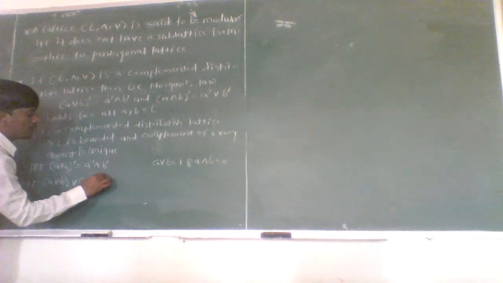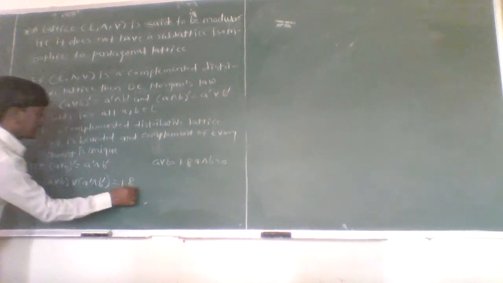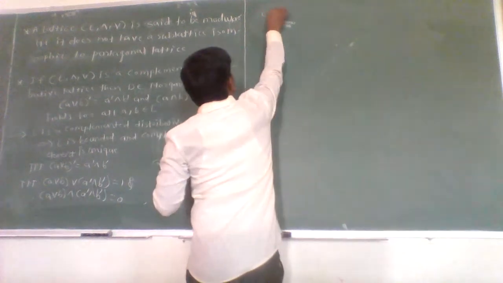Then we have to prove that (A join B) join (A complement meet B complement) is equal to 1 and (A join B) meet (A complement meet B complement) is equal to 0. Then we say that this A complement meet B complement is the complement of A join B, and from this one we say that these both are equal.